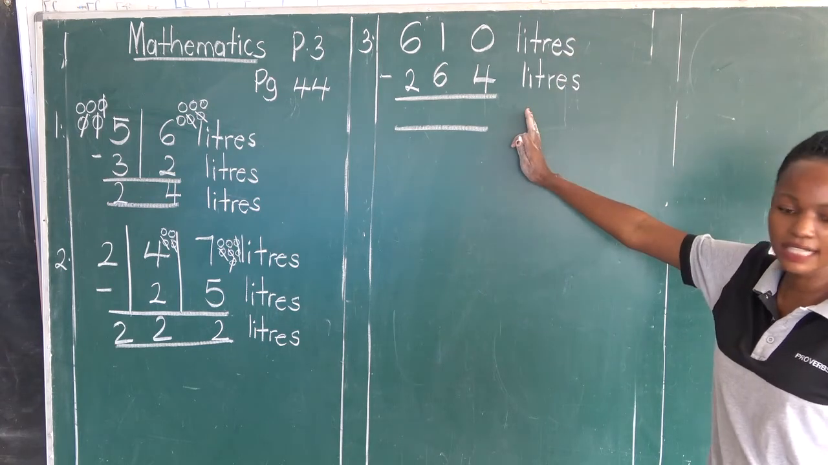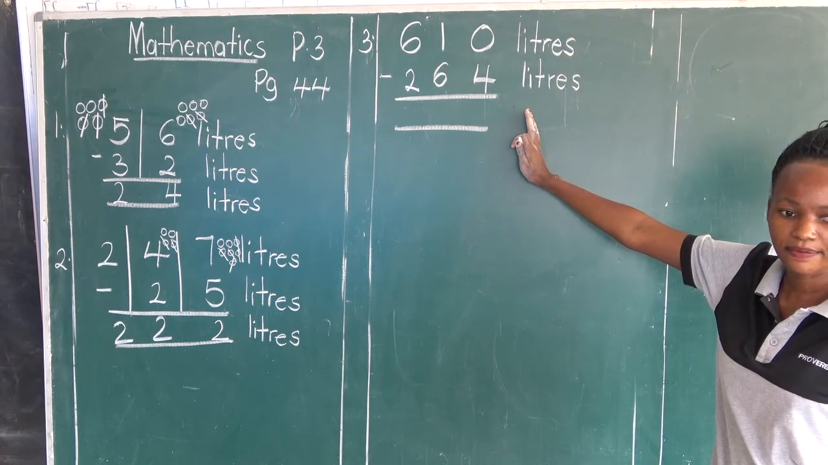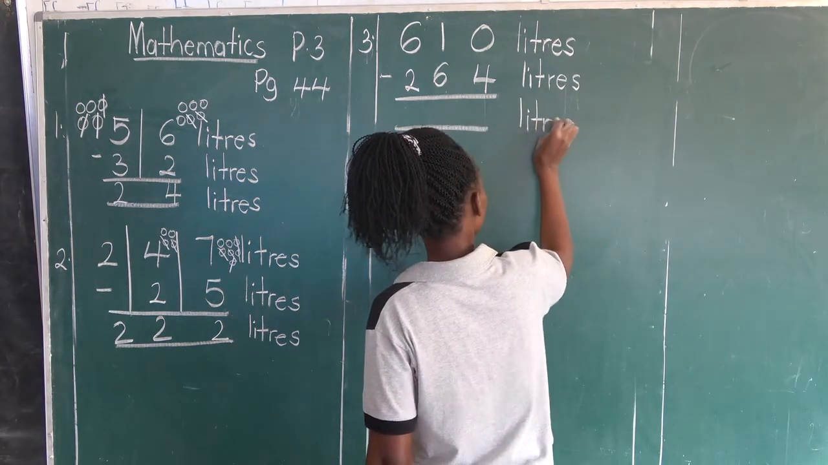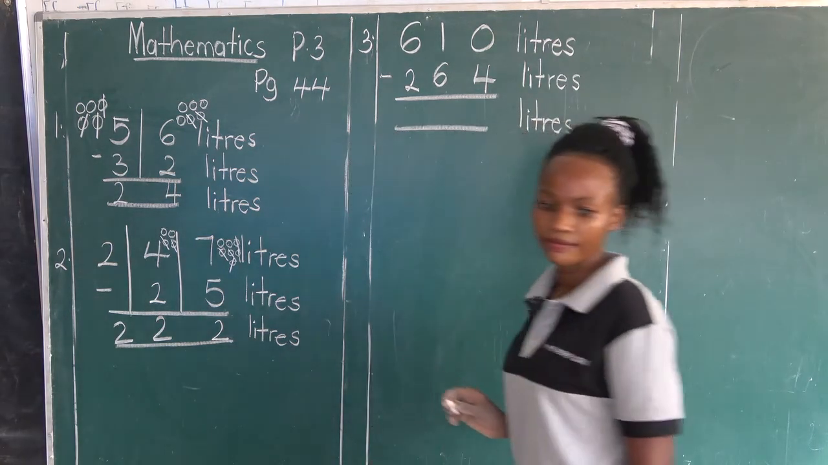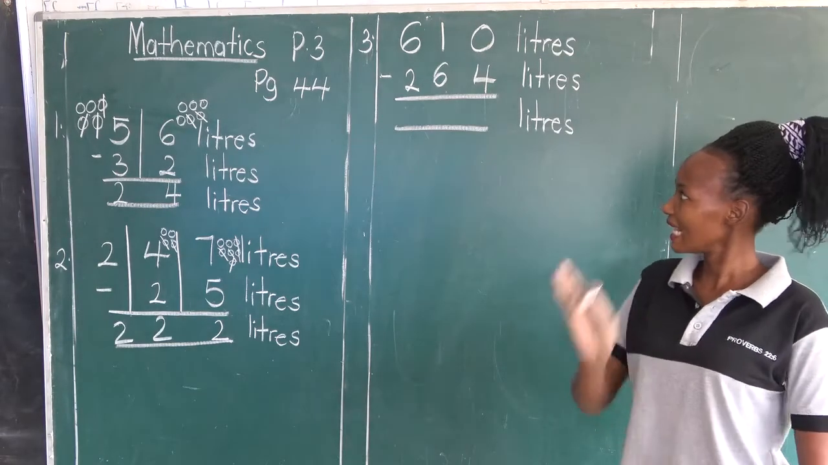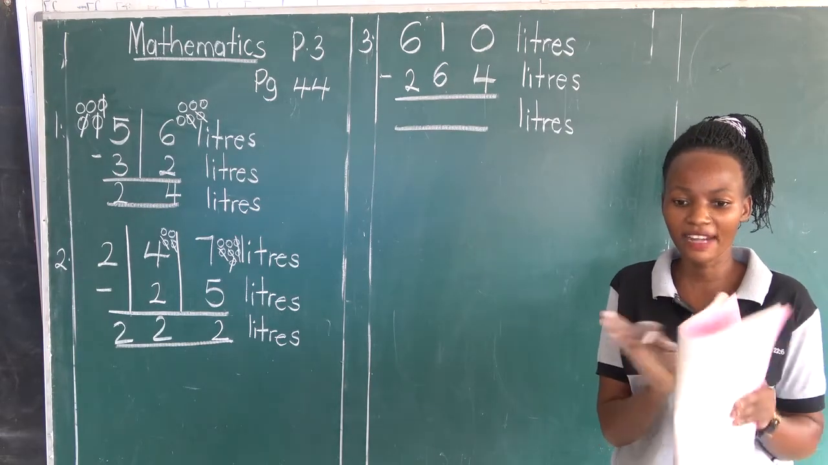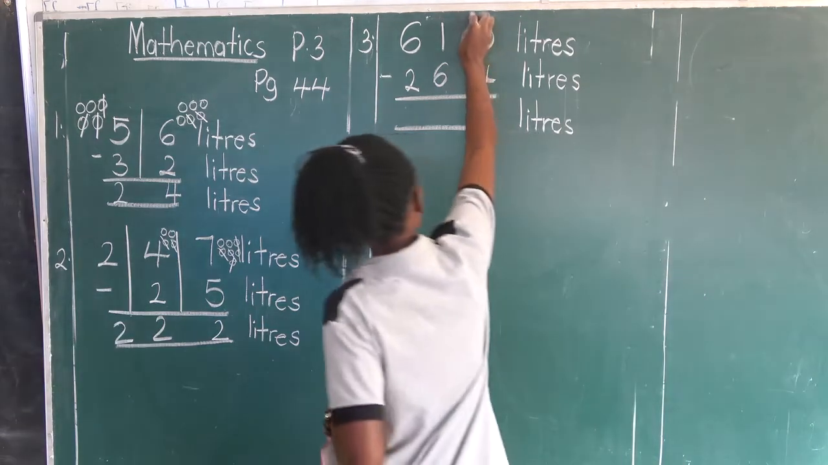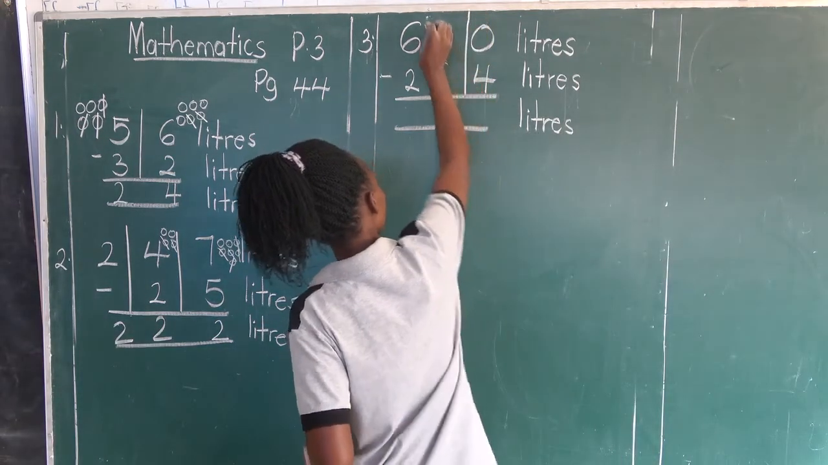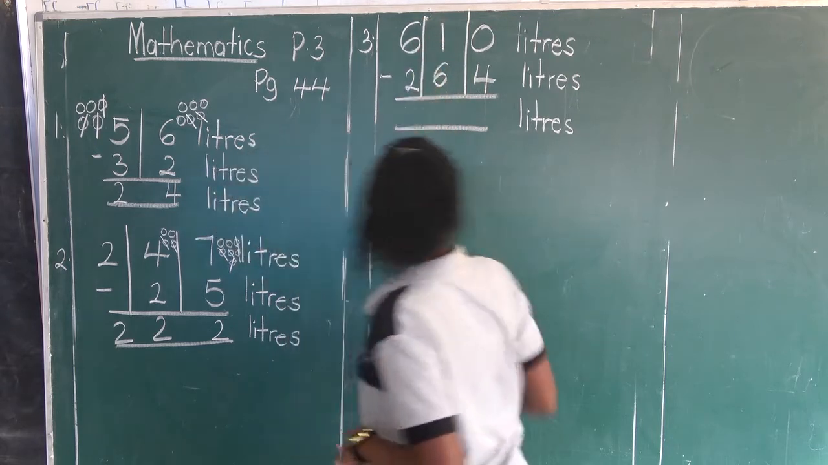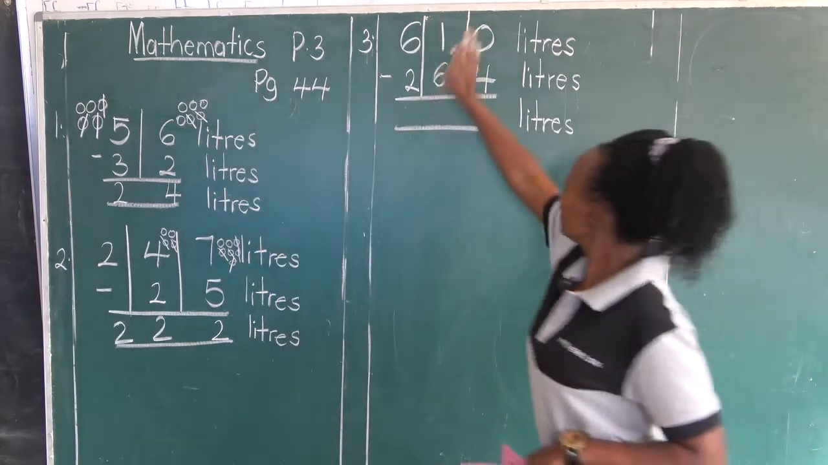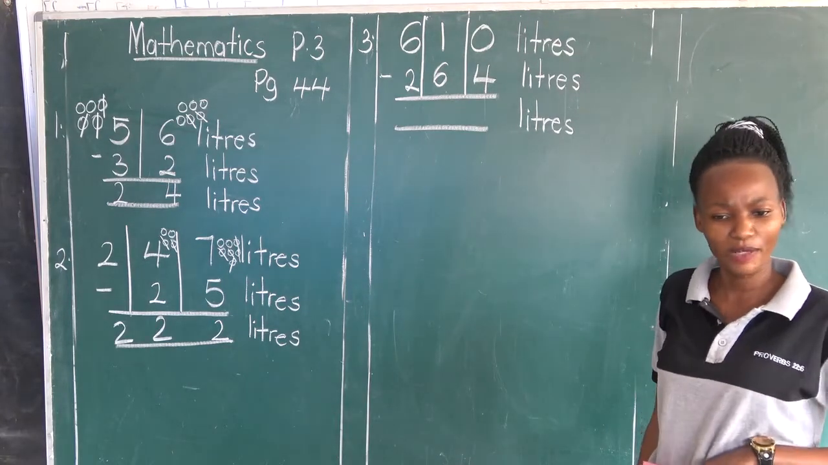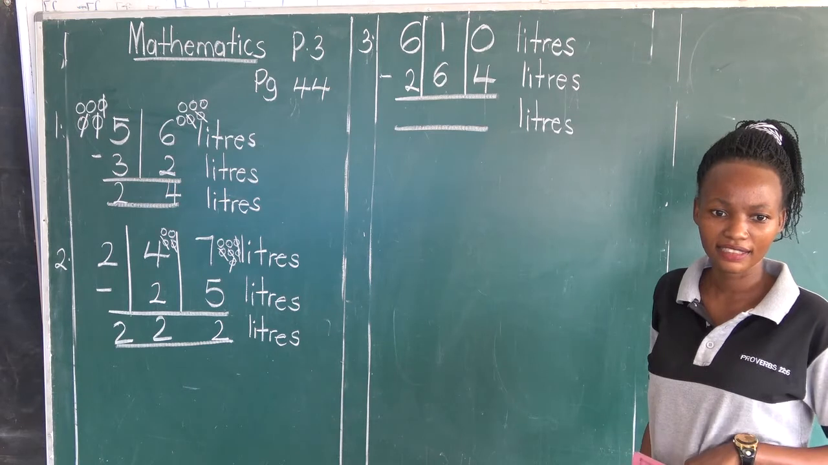First, write there the unit, liters. Are we done? Now the next step. Let's first separate the place values. Let's first draw the lines in the middle. Separate this from this. Okay? If you are done, put up the hand. I don't want to leave anybody on that work.